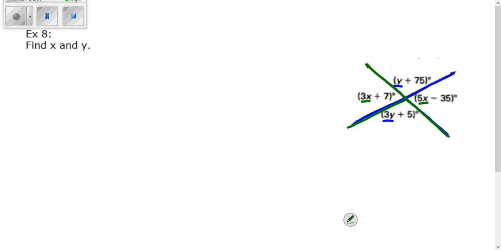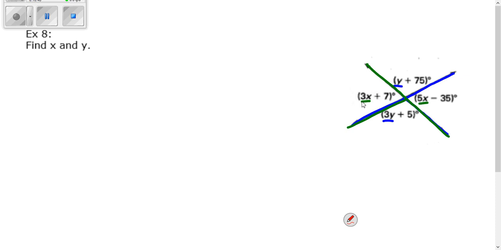However, if you notice now, 3y plus 5 was included in both of those. So 3y plus 5 is supplementary with 3x plus 7, and it's also supplementary with 5x minus 35. But it's the same number. So that means the other two have to be the same number. And this is actually what we call vertical angles.